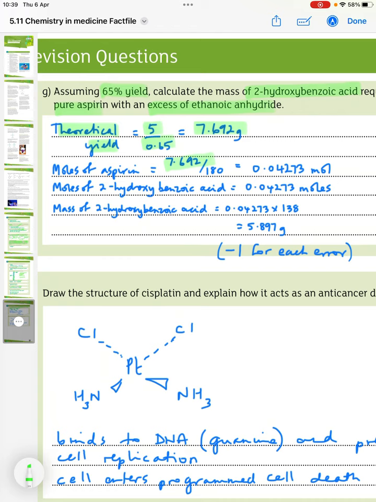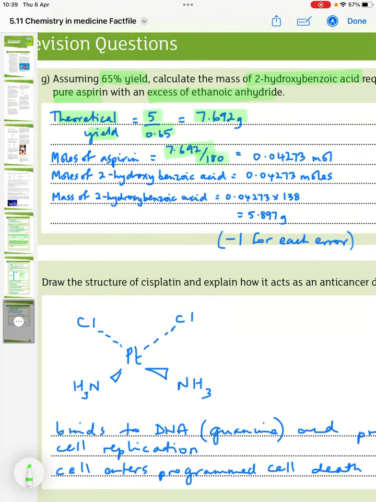the moles of the aspirin would be 7.692 divided by 180, which is the formula mass of aspirin, which gives us 0.04273 moles. So carrying that forward to find the moles of hydroxybenzoic acid, it's a 1-to-1 ratio, so it's the same number of moles, 0.04273. So then the mass of the hydroxybenzoic acid is 0.04273 times 138, which is its formula mass, which gives 5.897 grams. And again, losing 1 mark for each error.